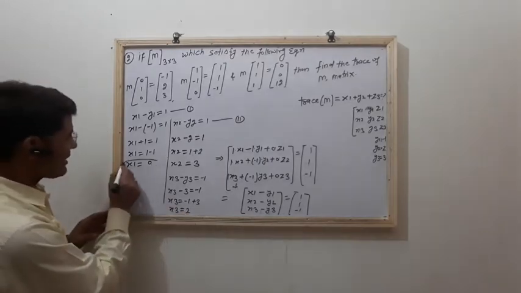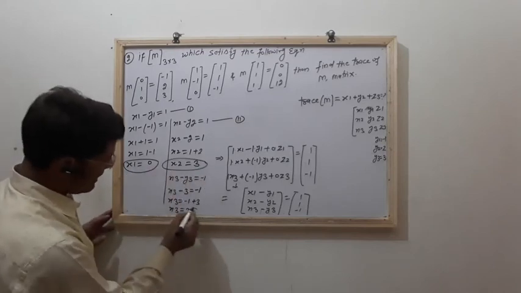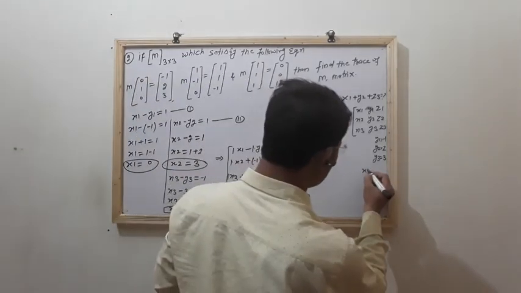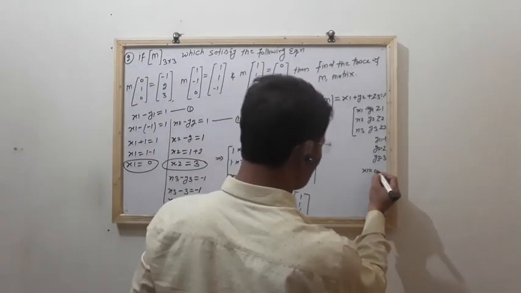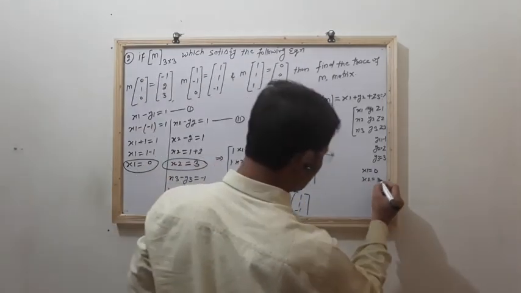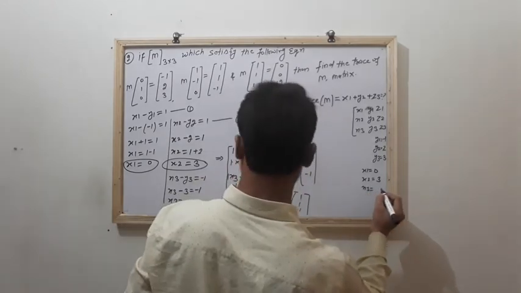Means that this is the value of x1, this is the value of x2, and this is the value of x3. So that x1 is equal to 0, x2 is equal to 3, and x3 is equal to 2.